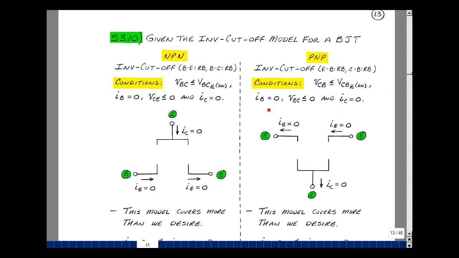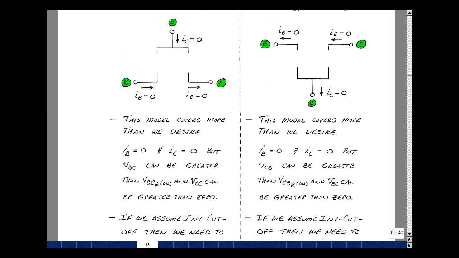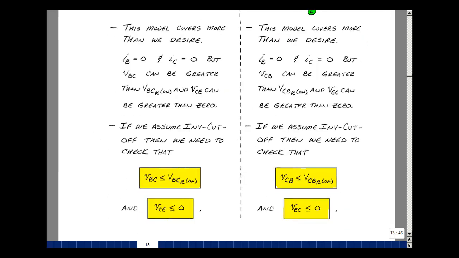We've covered three things here. We've covered the three currents being equal to 0. Because these two are 0, their sum would also be equal to 0. And then these inequalities are something we can't guarantee for an open circuit, so we'll have to check for them. You would assume that we're in the inverse cutoff for a PNP transistor. We have to analyze the circuit and solve for the collector-base voltage and show that it's less than or equal to V sub CBR on, and that the emitter-collector voltage is less than or equal to 0.